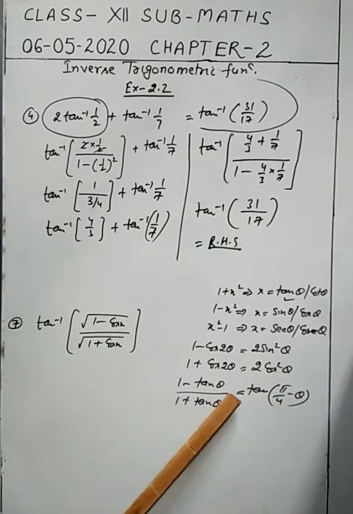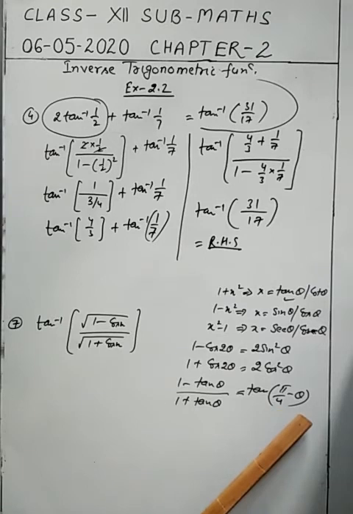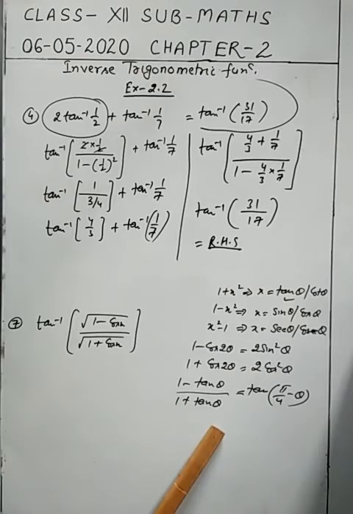Somewhere you find 1 minus tan theta, 1 plus tan theta. You will put tan of pi by 4 minus theta. This is the formula tan of A minus B. If you open the identity and solve, you will get 1 minus tan theta upon 1 plus tan theta. So you have to remember these identities in this chapter. I am proceeding to question number 7.